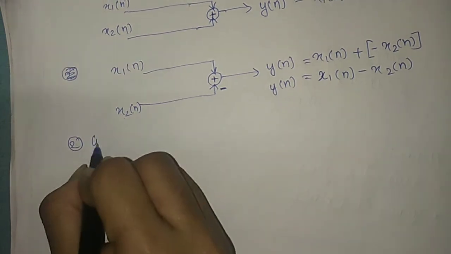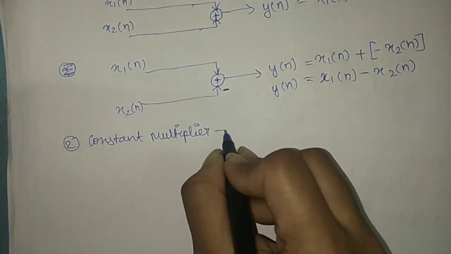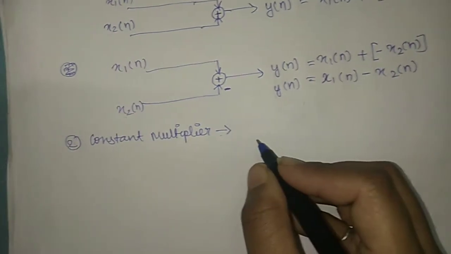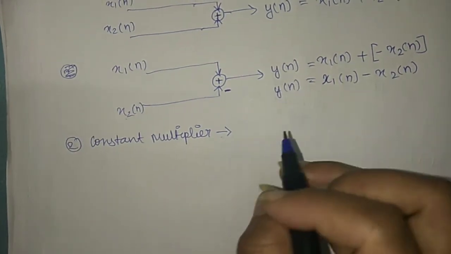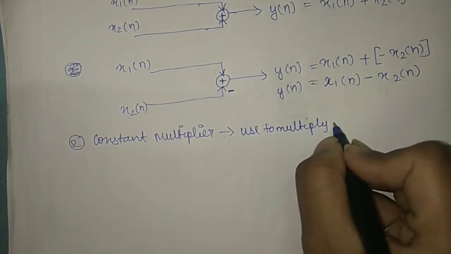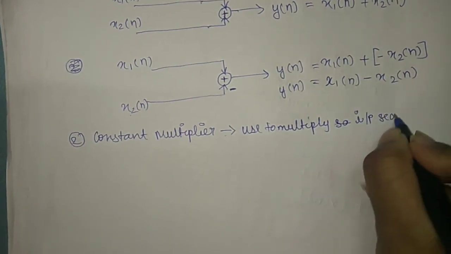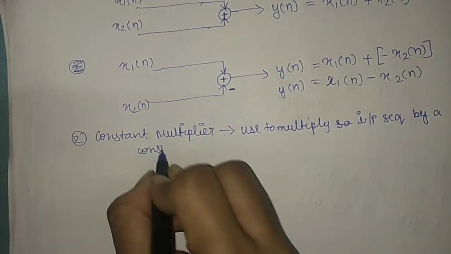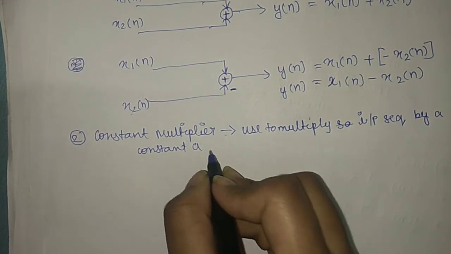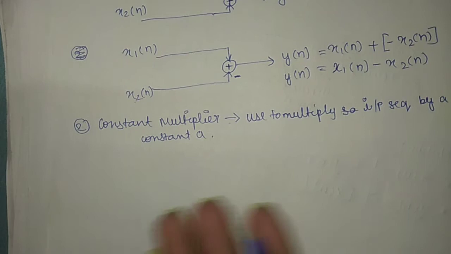Next is the constant multiplier. This is used to multiply the input sequence by some constant a. So a could be any constant number, like 2, 4, 6, 8, minus 9, 11, whatever.